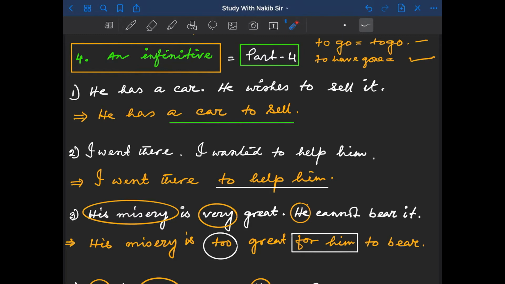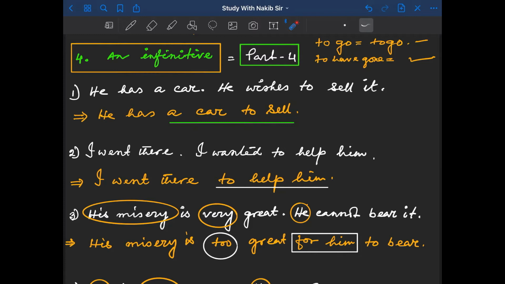See, he has a car. Okay, what type of car? He has a car to sell. To sell is an infinitive, qualifying the noun a car. That means working as an adjective of the noun a car. So your combined sentence is: he has a car to sell.